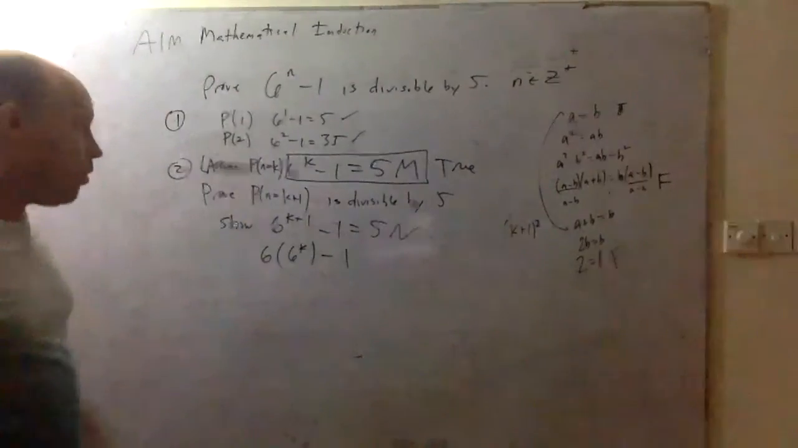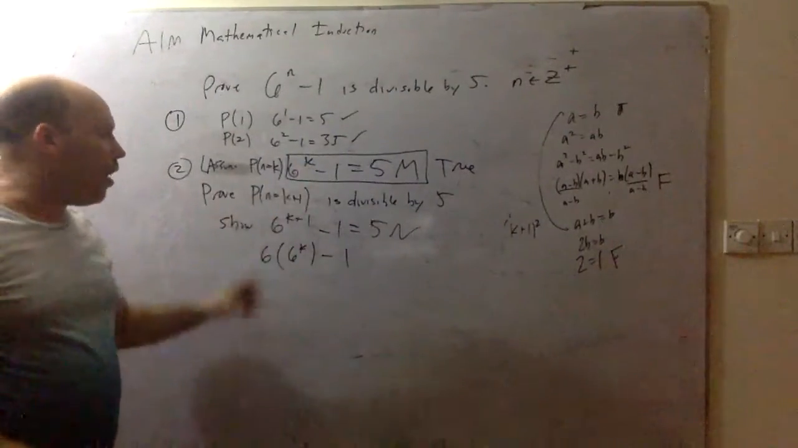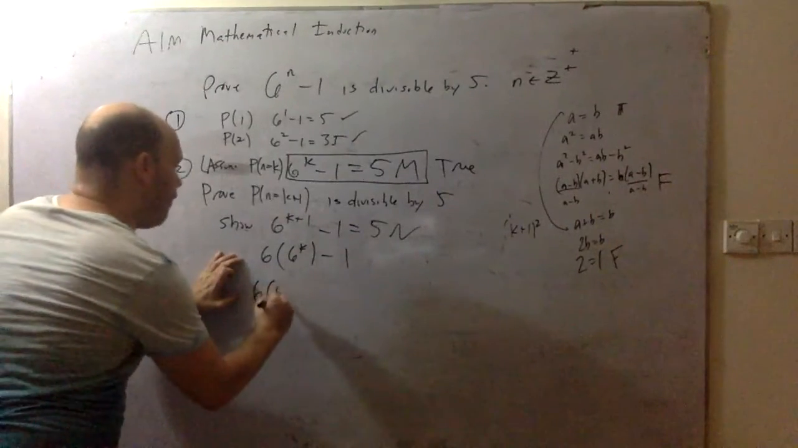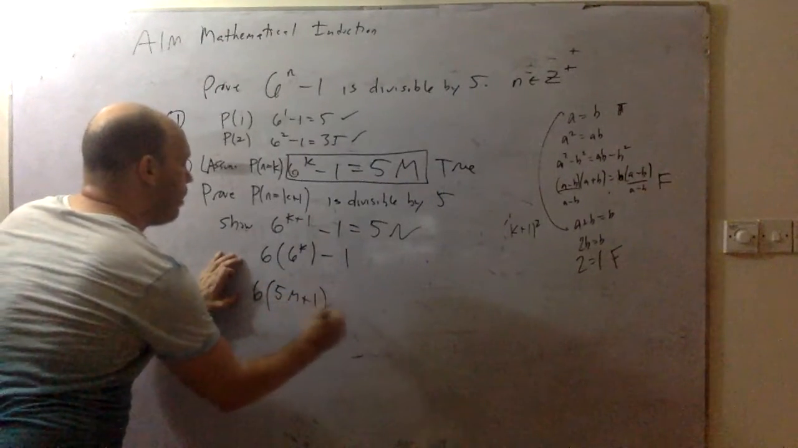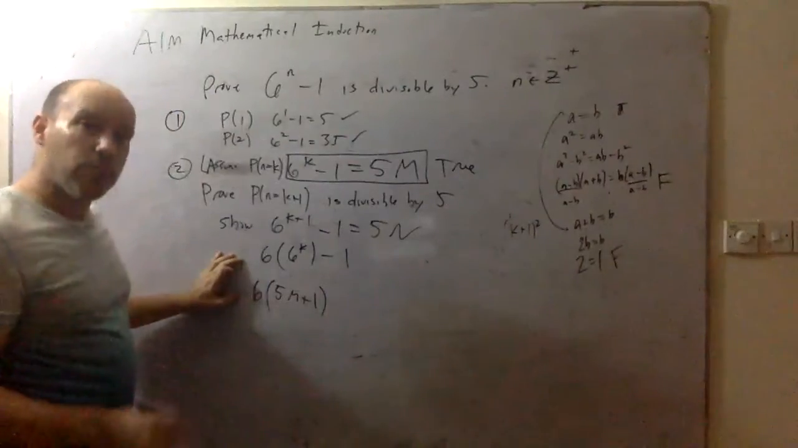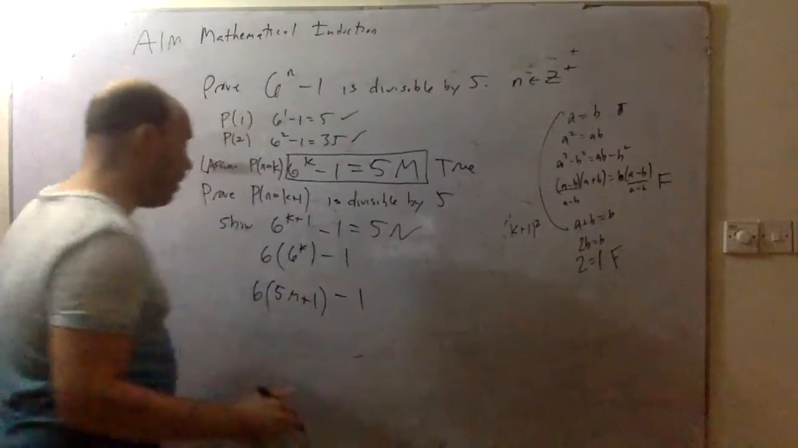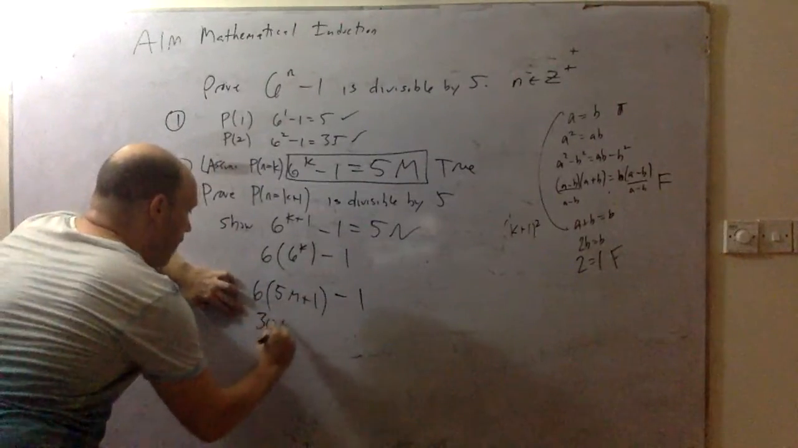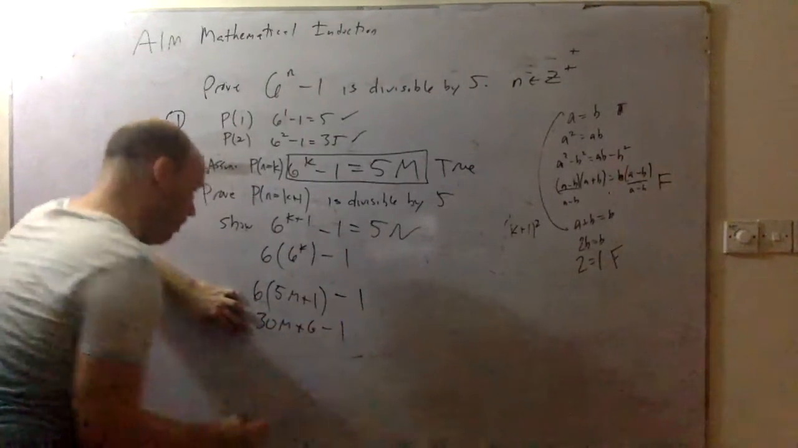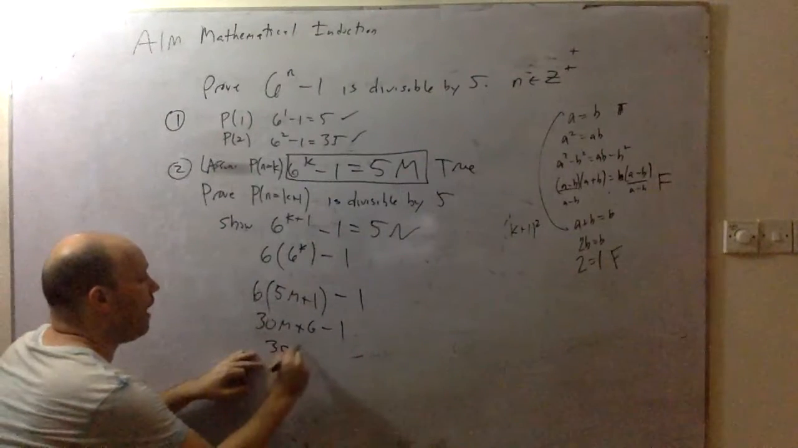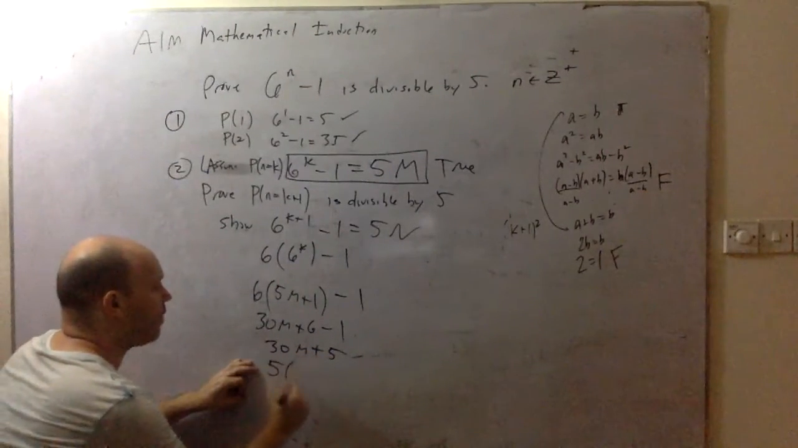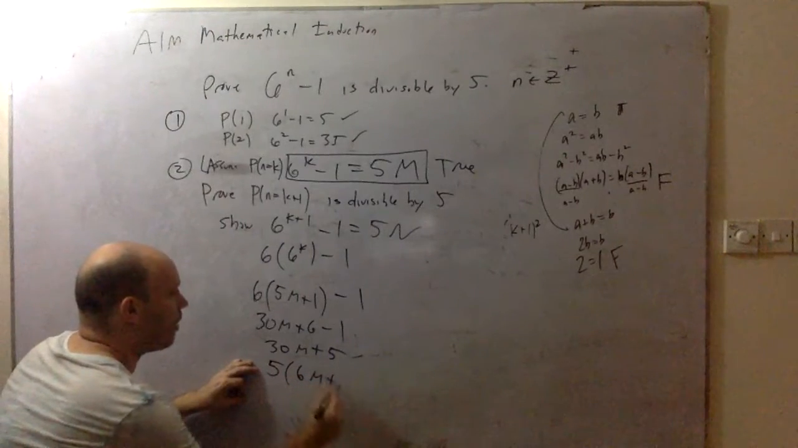the easy way is to look at that statement up there and go, oh, you know what? 6^k is equal to 5m plus 1, right? Minus 1. And then we just manipulate this. What do we have here? 30m plus 6 minus 1, 30m plus 5, and this is 5 times (6m plus 1).